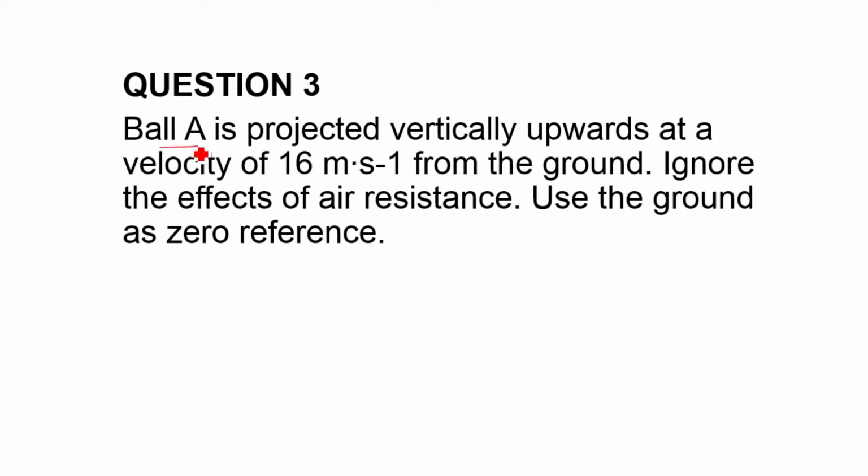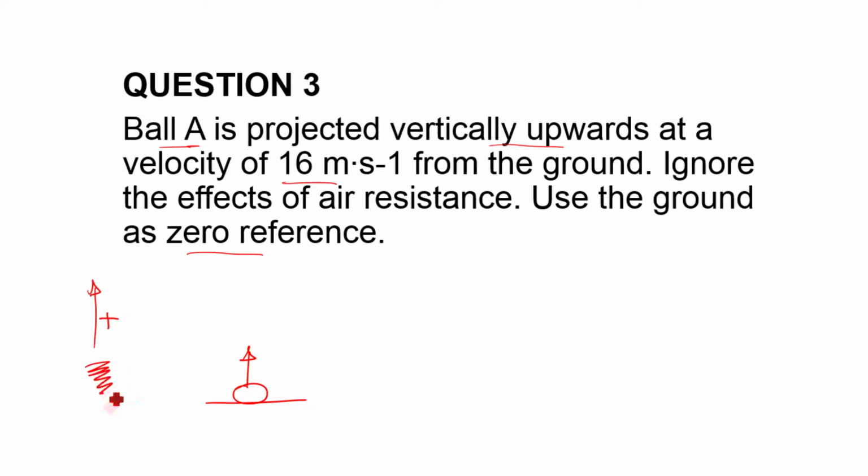The ball A is projected vertically upwards at a velocity of 16 meters per second from the ground. Ignore the effects of air resistance. Use the ground as a zero reference. All right, so we've got a ball A projected upwards, and I'm going to say upwards is positive.